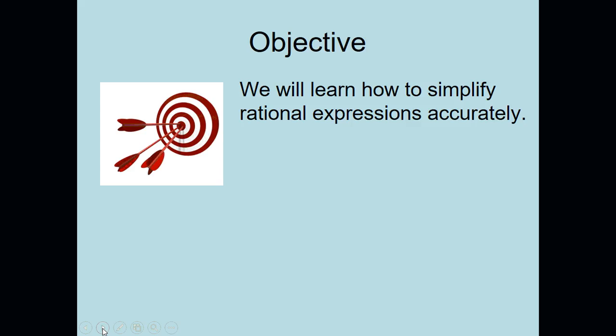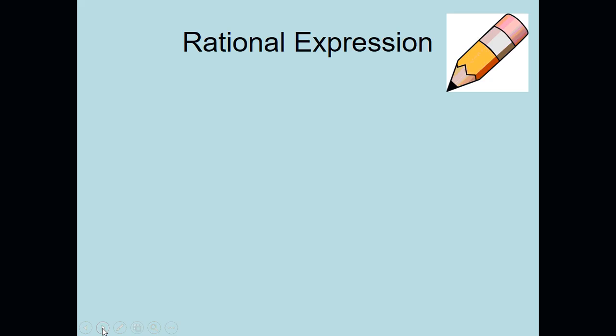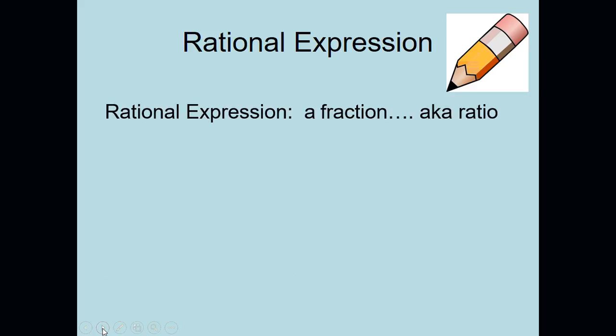Let's talk about our big goal today. Our goal is to learn how to simplify rational expressions accurately. So what does that mean? Well, let's first start with what it means to be a rational expression. What are we talking about? If we're going to simplify these things, it's kind of helpful to know what they look like, right? Well, a rational expression is just a fraction, also known as a ratio. Okay, it's just a fraction we're going to simplify.